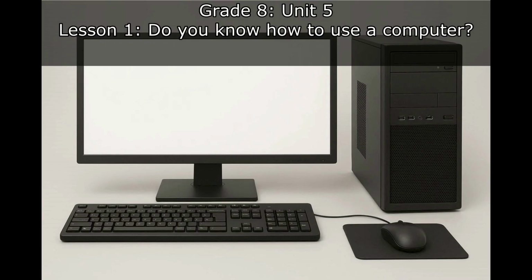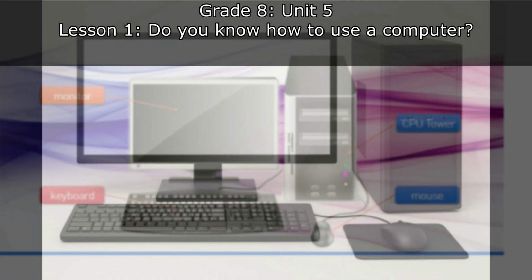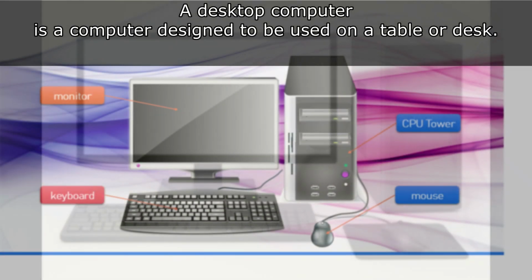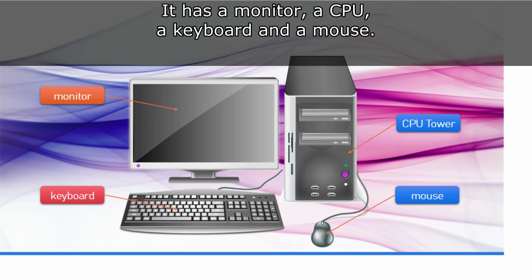Grade 8, Unit 5. Lesson 1. Do you know how to use a computer? A desktop computer is a computer designed to be used on a table or desk. It has a monitor, a CPU, a keyboard and a mouse.